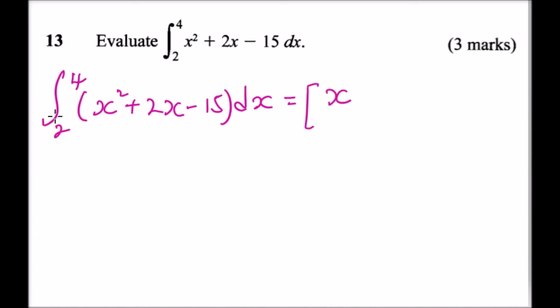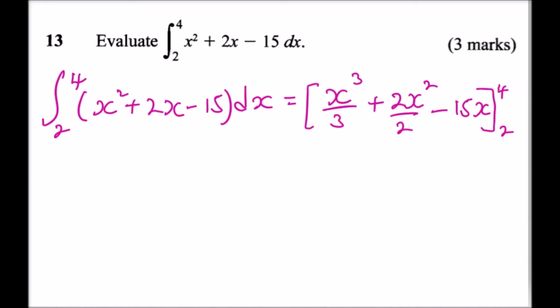You add 1 to the index, you get 3, and you divide by 3, the new index. Then plus, we have 2x, you add 1, you get x squared, and you divide by the new index. Then you minus 15x to power 1, and the limits are 2 and 4. So when you do that, you now substitute 4 in place of x. So you say it is 4 cubed divided by 3 plus 4 squared.